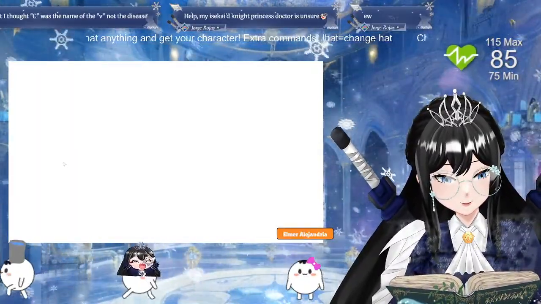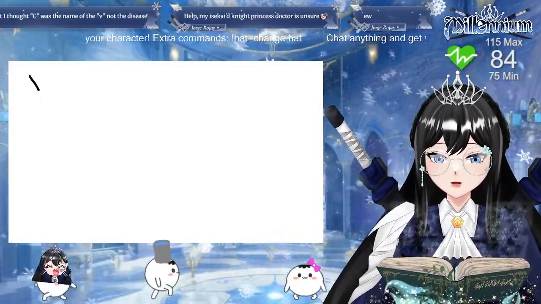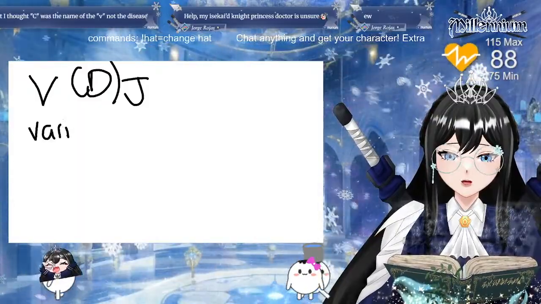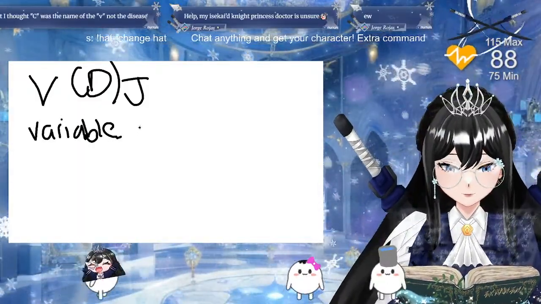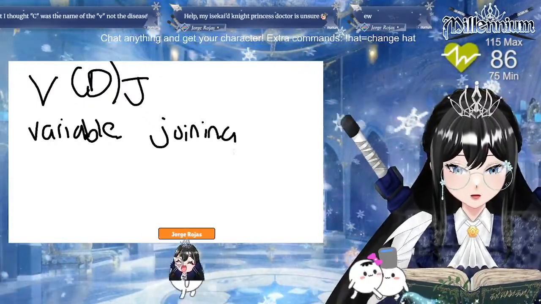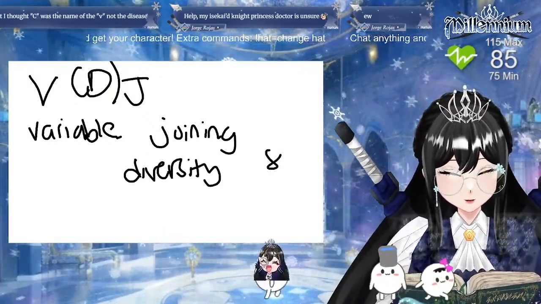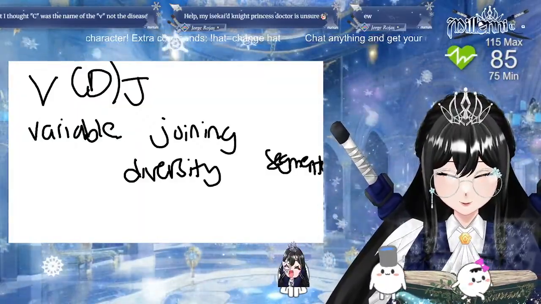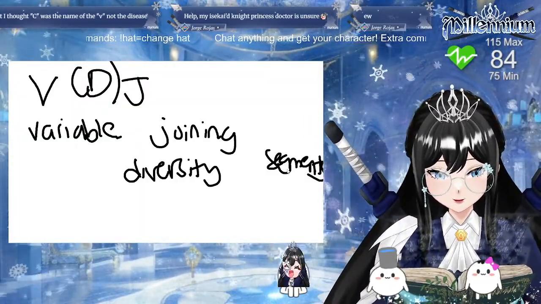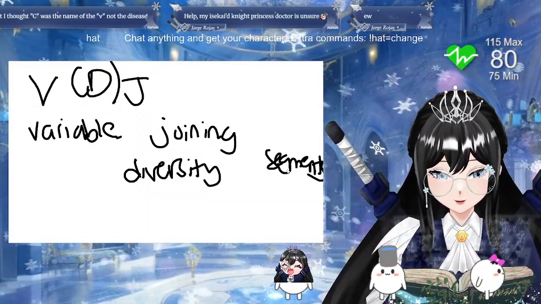And now we have the VDJ recombination: variable, joining, and diversity segments. They have a lot of variability within them because there's a ton of things they need to target.